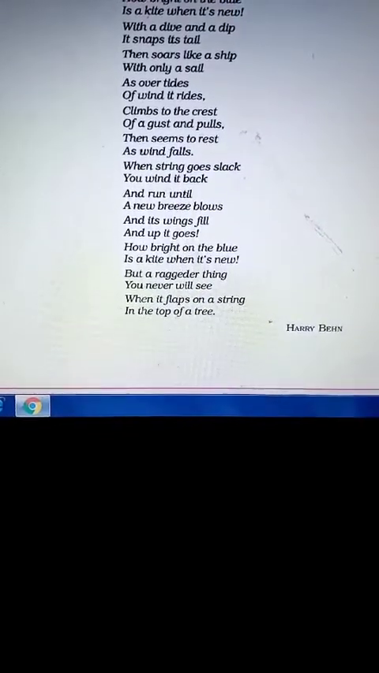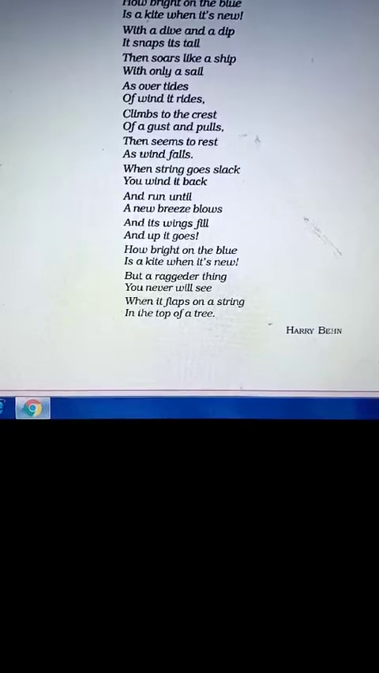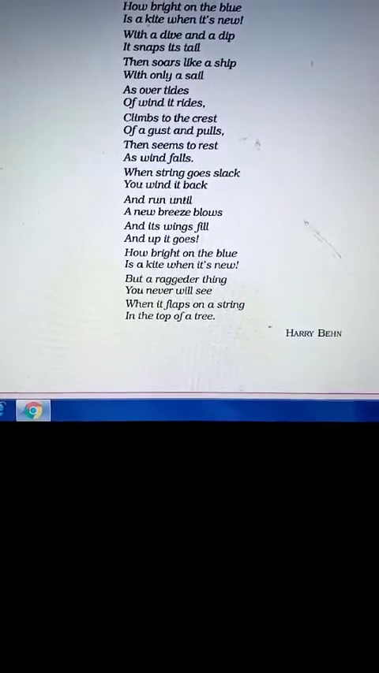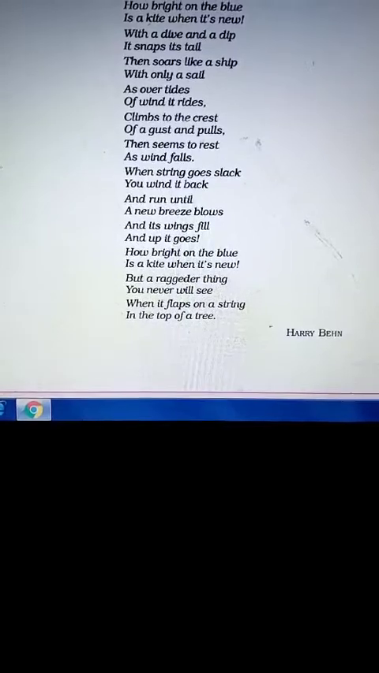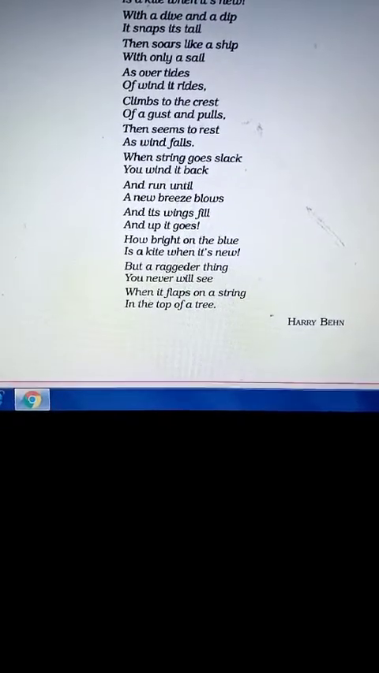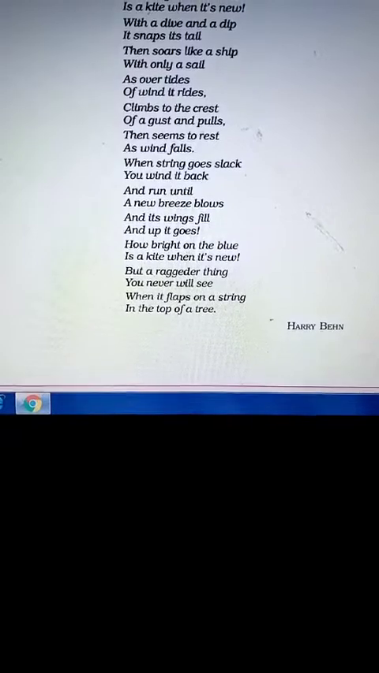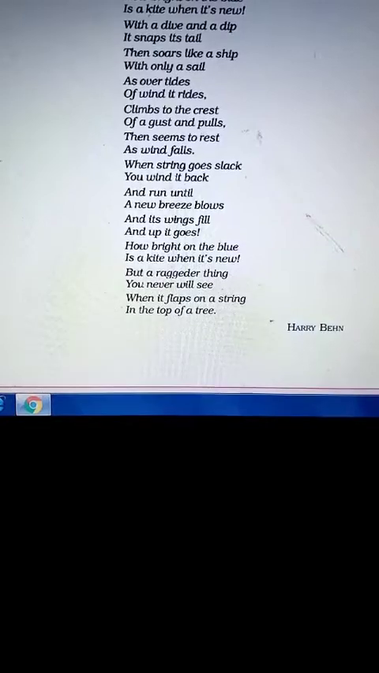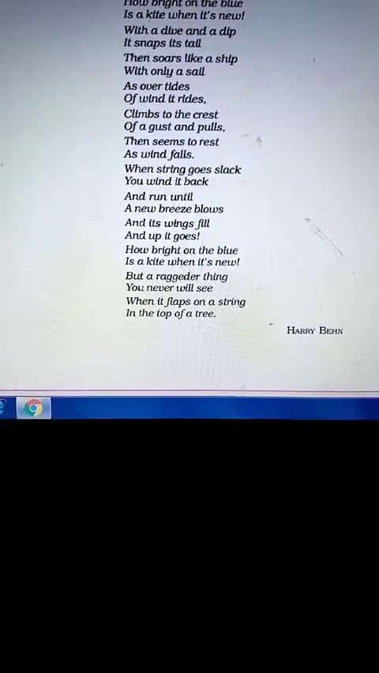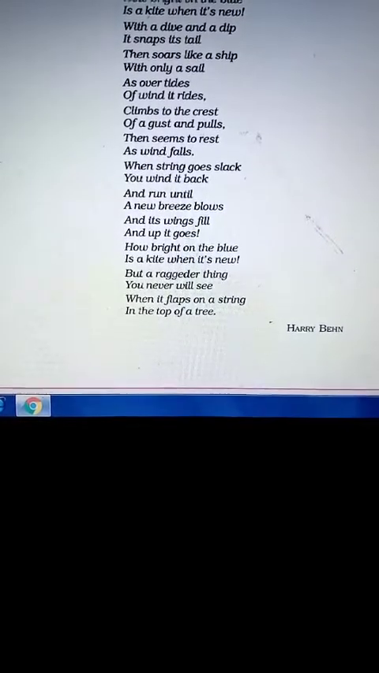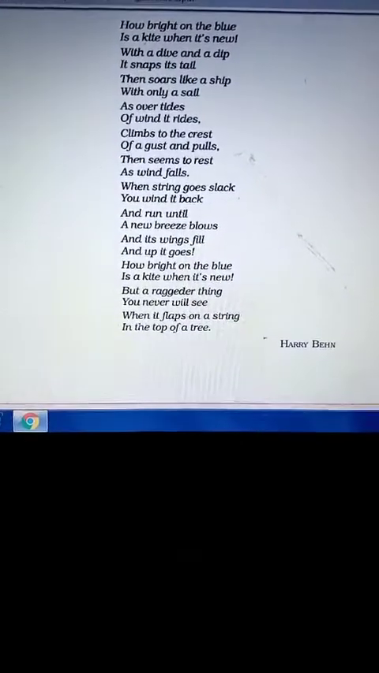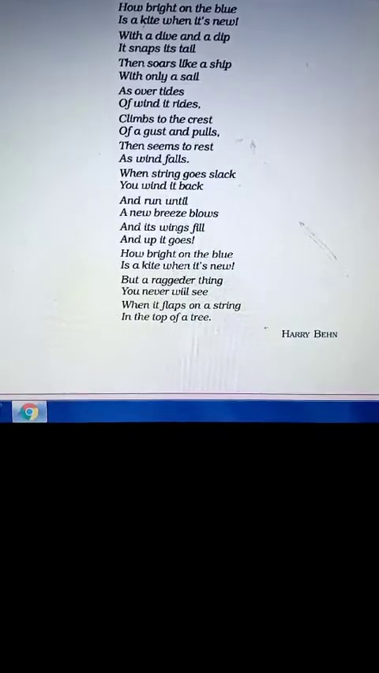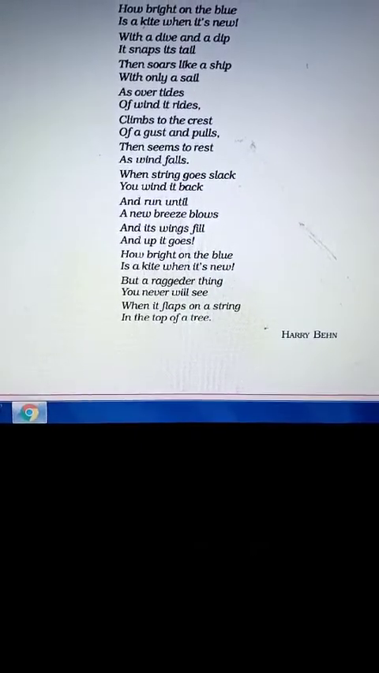How bright on the blue is a kite when it's new, but a ragged thing you never will see when it flaps on a string in the top of a tree. A kite looks very bright and beautiful on a clear sky, but when it gets stuck on a tree top, it gets torn and gives a very poor, worn out look, which is not liked by anyone. So this is how exactly a kite flies in the sky. This poem is by Harry Behn.